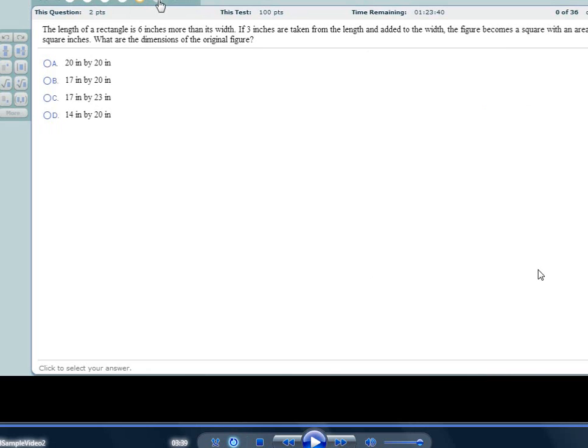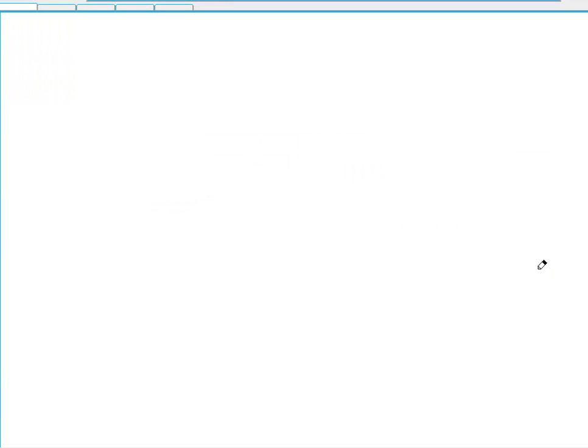Okay, this video is getting kind of long, but we only have 2 problems left, so I might as well squeeze them in. The length of a rectangle is 6 inches more than its width. If 3 inches are taken from the length and added to the width, the figure becomes a square with an area of 400 square inches. What are the dimensions of the original figure? All right, so we start out with the length of a rectangle being 6 inches more than its width. And then we take 3 inches from the length and add it to the width, and we end up with a resulting figure of a square with an area of 400 square inches.